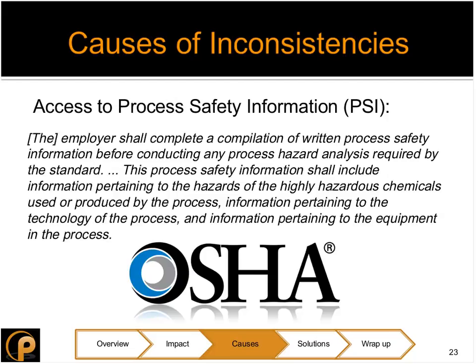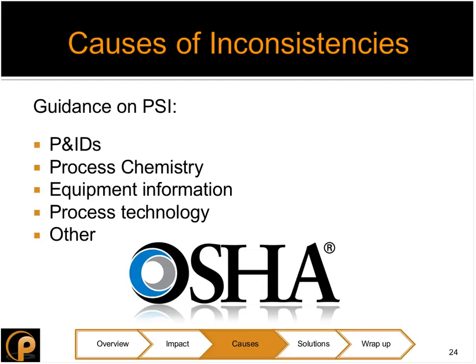So let's talk about the first, process safety information. OSHA requires a company to compile this process safety information and provide it to personnel and to the PHA team. Now, they give some guidance about what sort of information you need to include in your process safety information. Just a couple of the top ones here are PNIDs, process chemistry, equipment information, technology, and a whole list of other information. The problem here is that often that information is the same across different sources of process safety information, and sometimes those don't agree with each other.